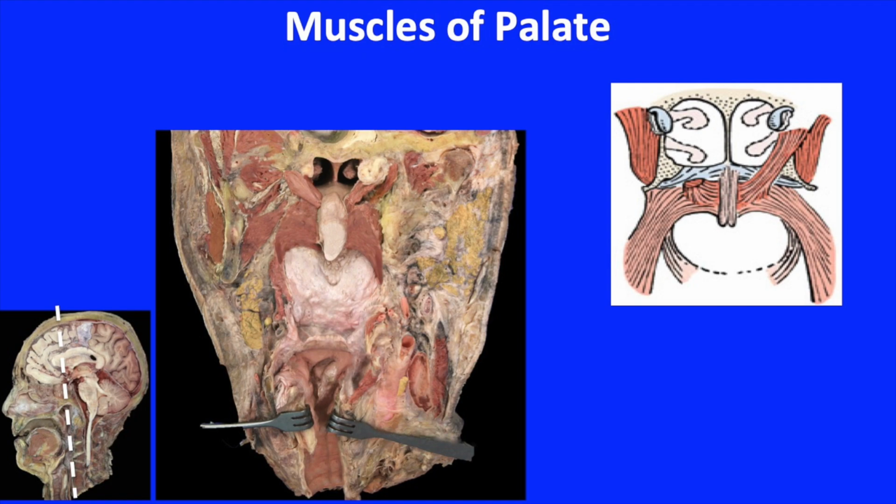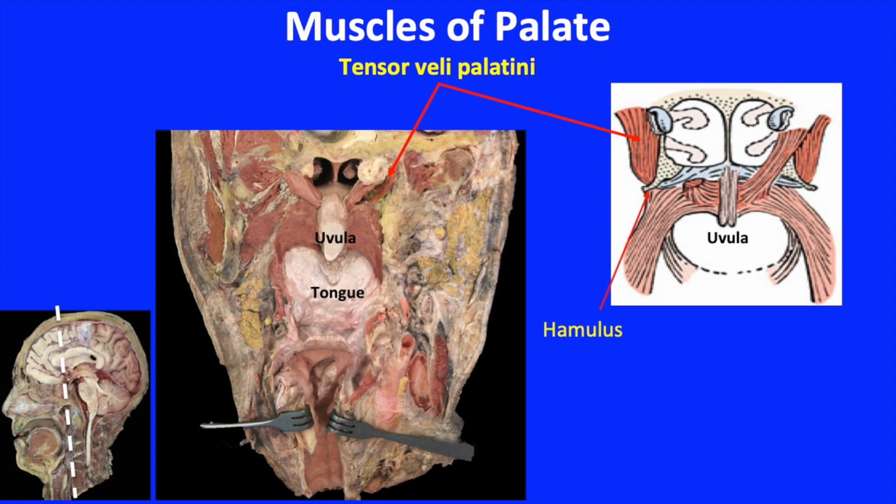Let's put some labels on the images. We start with the obvious structures, tongue and uvula. Next, we label a muscle, the tensor veli palatini, that will tense the soft palate. And note that the tensor makes a 90-degree turn and hooks around the hamulus, the medial pterygoid plate.